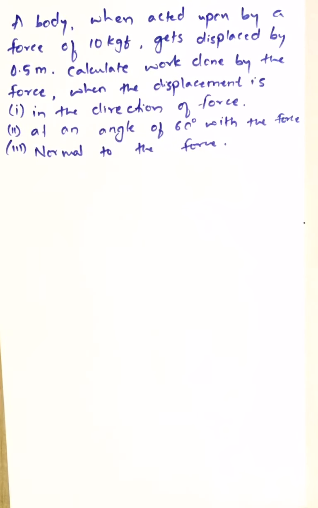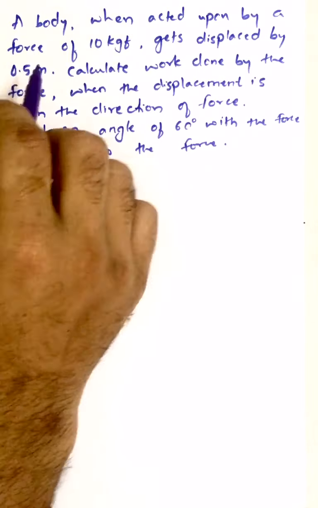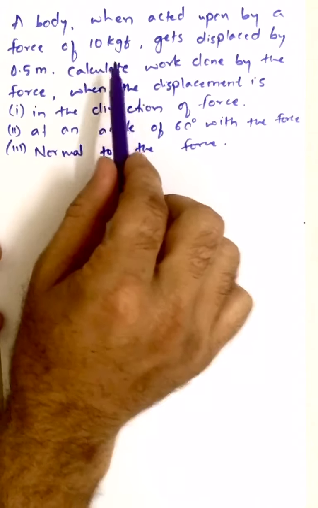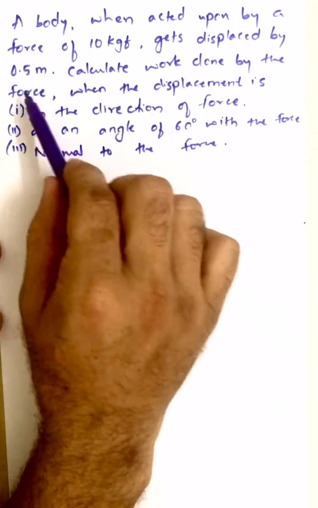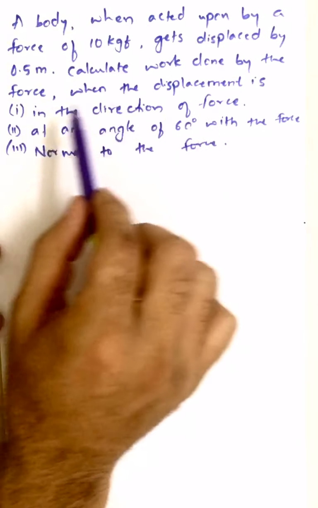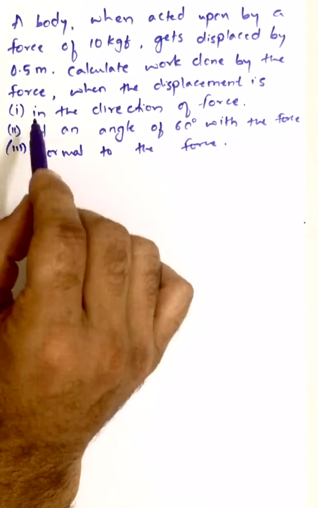Okay, now let us start with the numericals. The first numerical is: a body when acted upon by a force of 10 kgf gets displaced by 0.5 meter. Calculate the work done by the force when the displacement is, there are three questions in this.